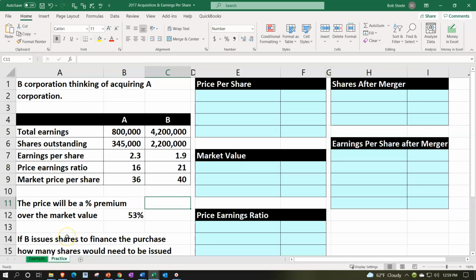We have the information on the left-hand side. We're going to populate that into the blue area on the right-hand side, looking at an acquisition type of situation, imagining B corporation thinking of acquiring A corporation. Information for the two corporations that we have thus far.